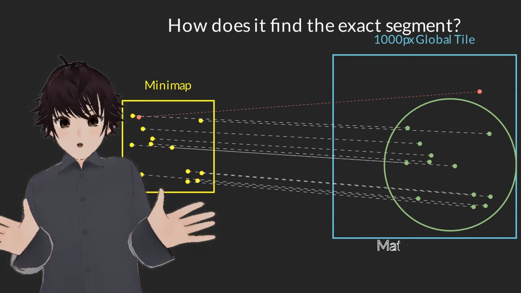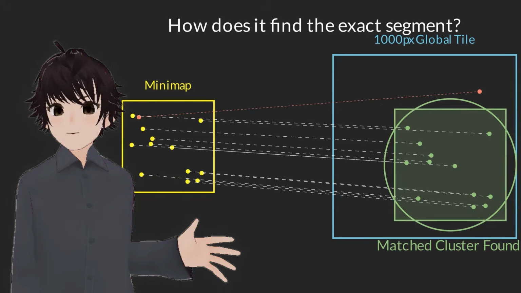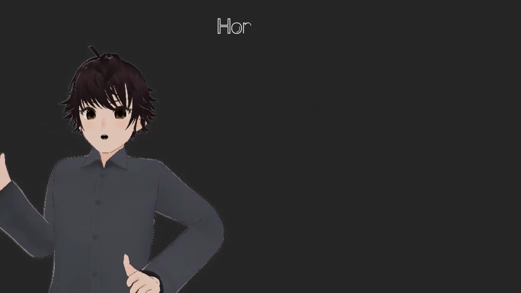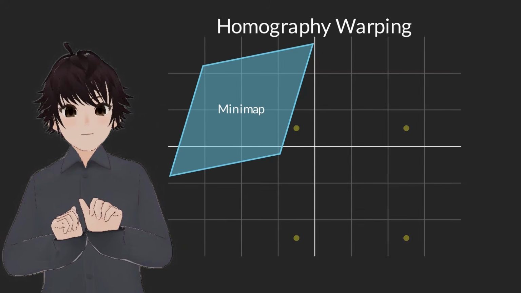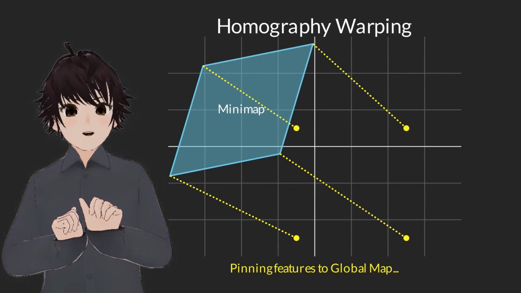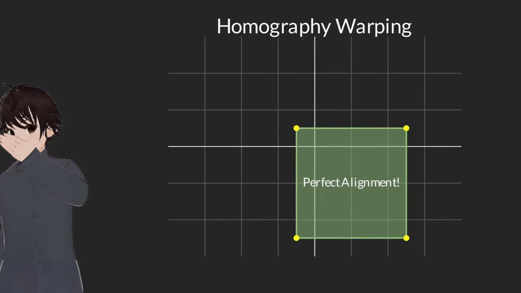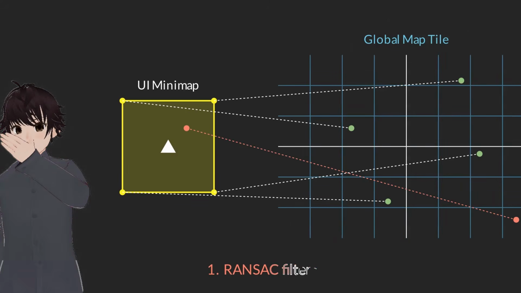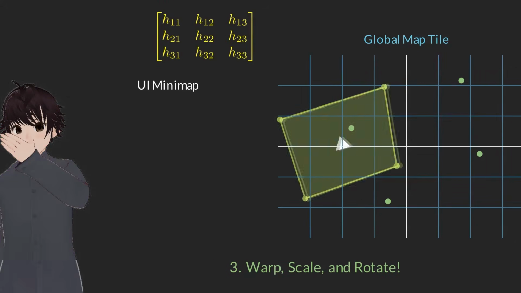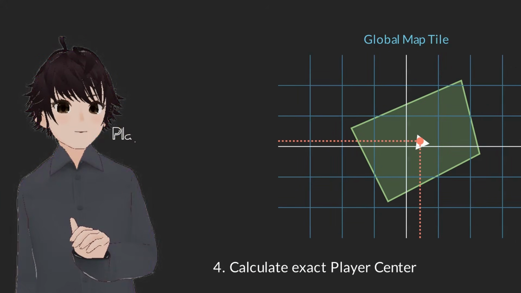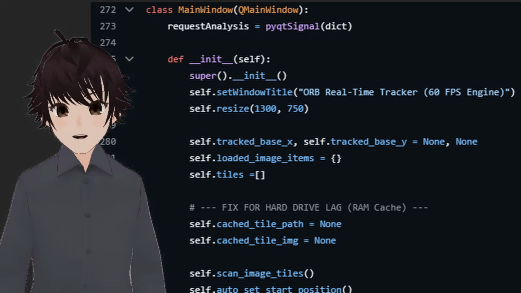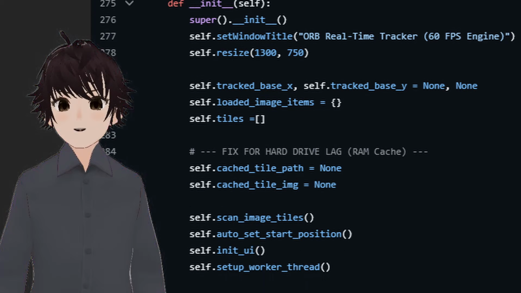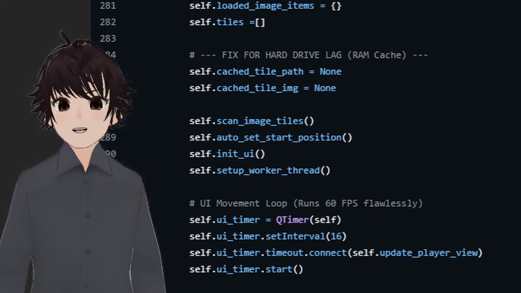Once it finds a bunch of matching points between the minimap and the big map, it uses a mathematical concept called homography. Think of homography like pinning down the corners of a stretchy piece of paper. It mathematically warps and aligns the minimap perfectly onto the global map, allowing us to calculate our exact X and Y coordinates.